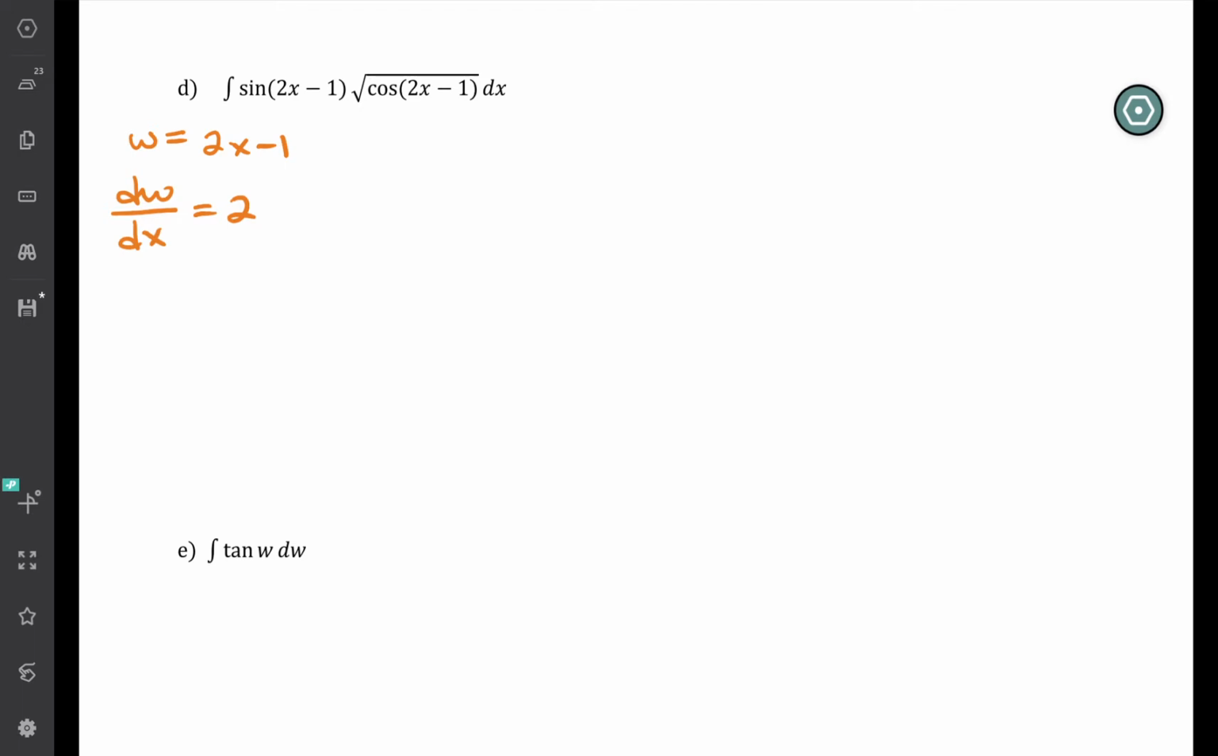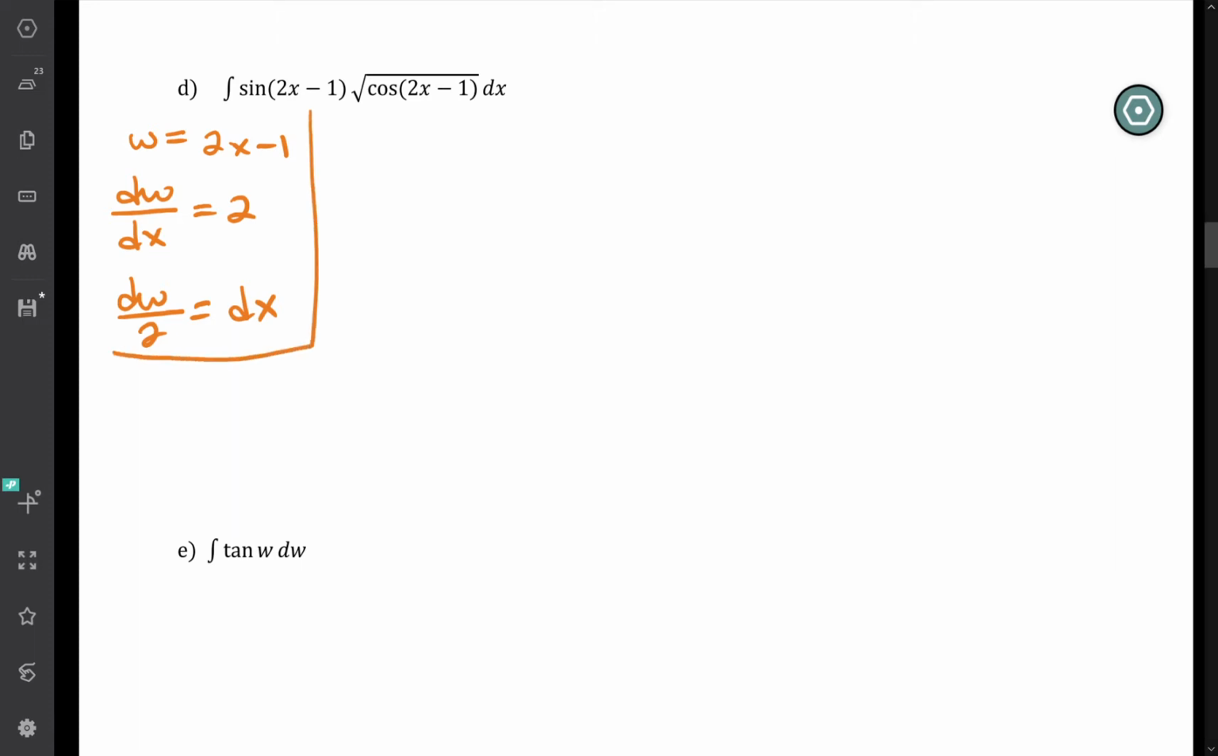So the derivative of my w with respect to x is 2, which means if I move the dx up and divide by the 2, I can replace my dx's with dw's divided by 2. So that turns this into sine w multiplied by the square root of cosine w multiplied by dw over 2. I'm going to just sneak that 1/2 out in front right away. So this is substitution number 1. I'm going to give you another option as well.